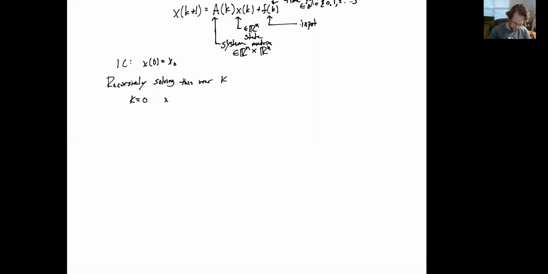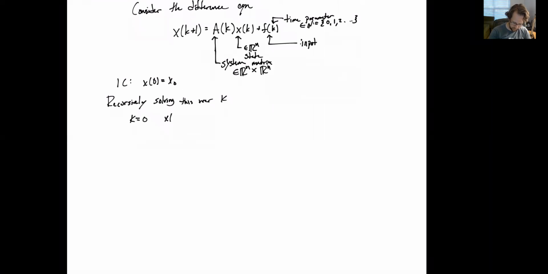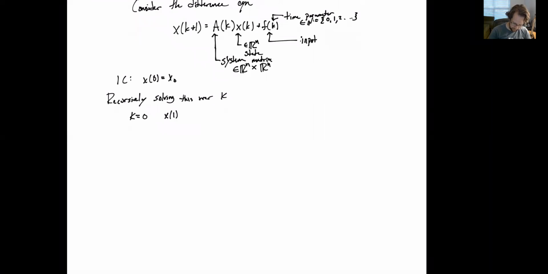So let's look at the case where k is equal to 0. This will imply that we have x of 0 plus 1, which is k, so this will give us x at 1. This will be equal to A at time 0 times x at time 0 plus the function at time 0. All right, so that's pretty straightforward.